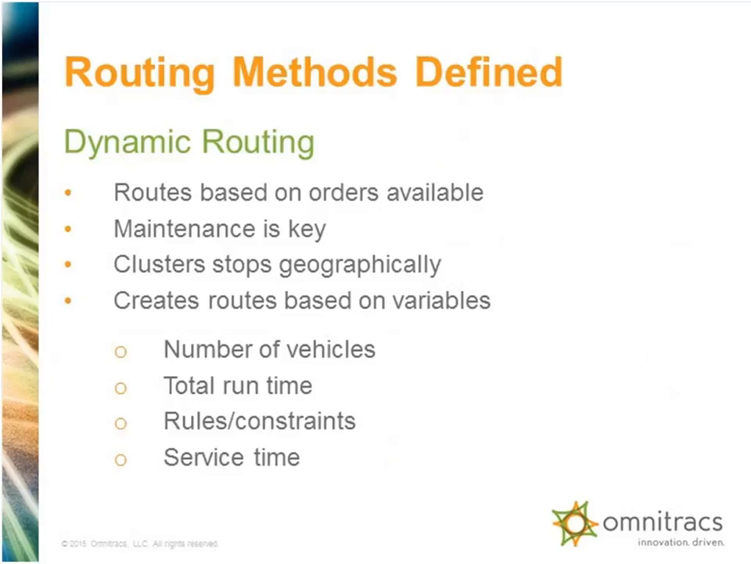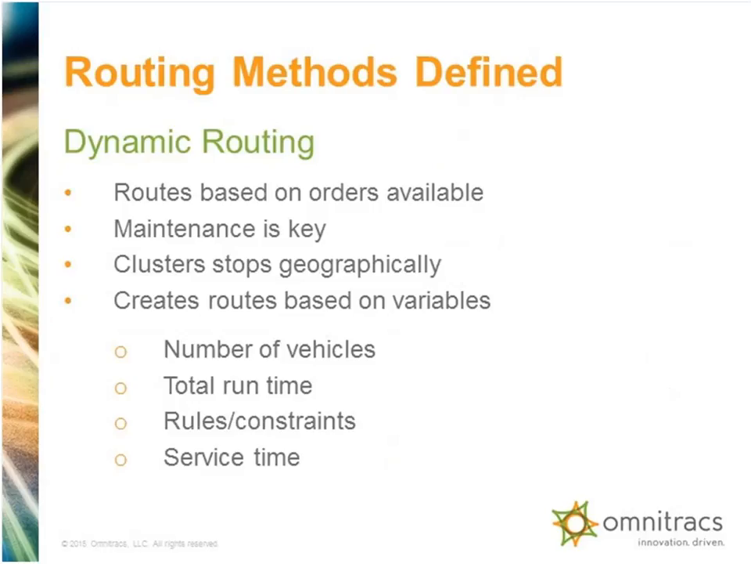Second method is dynamic routing. Dynamic routing will create routes based only on the orders that are available in the system. So if I get 20 orders for that day, I may create 2 routes of 10 orders. If I get 100 orders, I may create 10 routes of 10 orders. So we will only look at those orders that you have today.